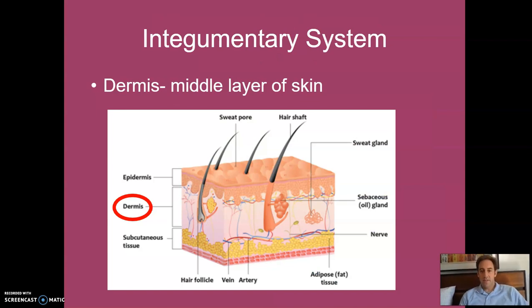That brings us to the dermis, and I think I will pause at this point and we'll pick this up with part 2.